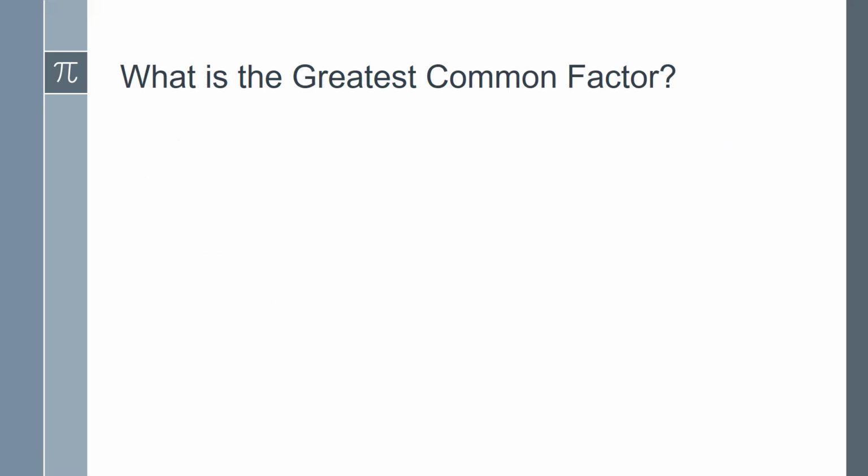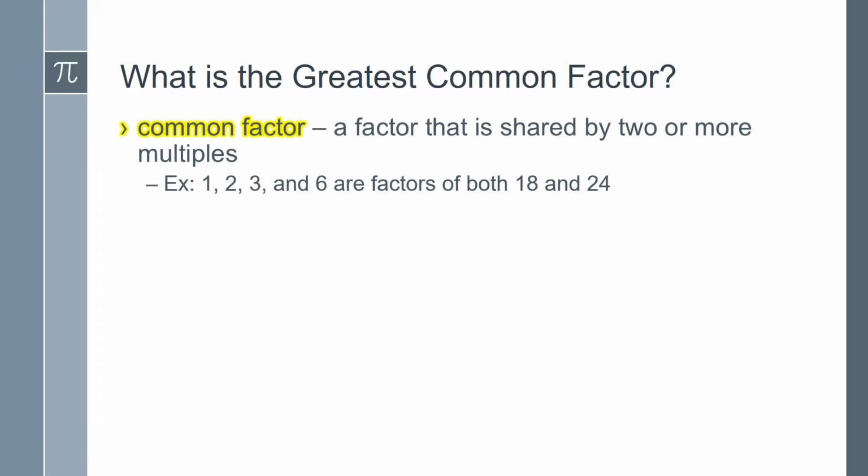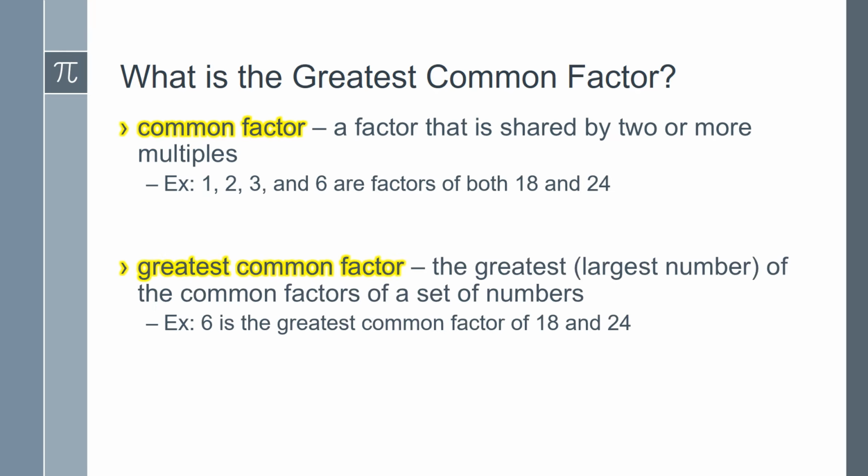Before we can start talking about the greatest common factor, we need to talk about common factors in general. A common factor is a factor that is shared by two or more multiples. For example, 1, 2, 3, and 6 are all factors of the numbers 18 and 24, so we call them common factors of 18 and 24. The greatest common factor, as the name suggests, is the greatest, or the largest number, of the common factors of a set of numbers. So looking at the previous example, 6 is the greatest common factor of 18 and 24.